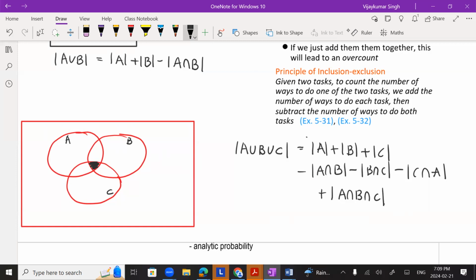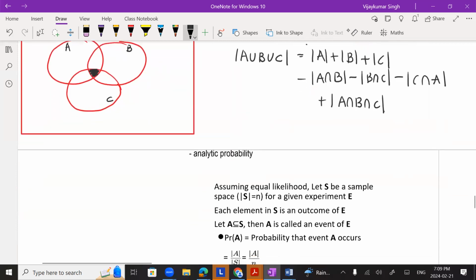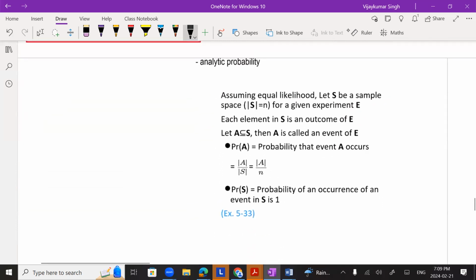But we are happy with two, and at most we are interested in three. So this is the idea behind inclusion-exclusion. Next thing we want to talk about is the analytic probability. So what is probability?